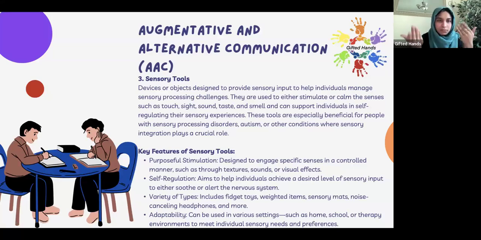They may not be completely verbal, but those essential words, those specific words that will let you know what the child is looking for, what the child needs. You can train the child through these processes.